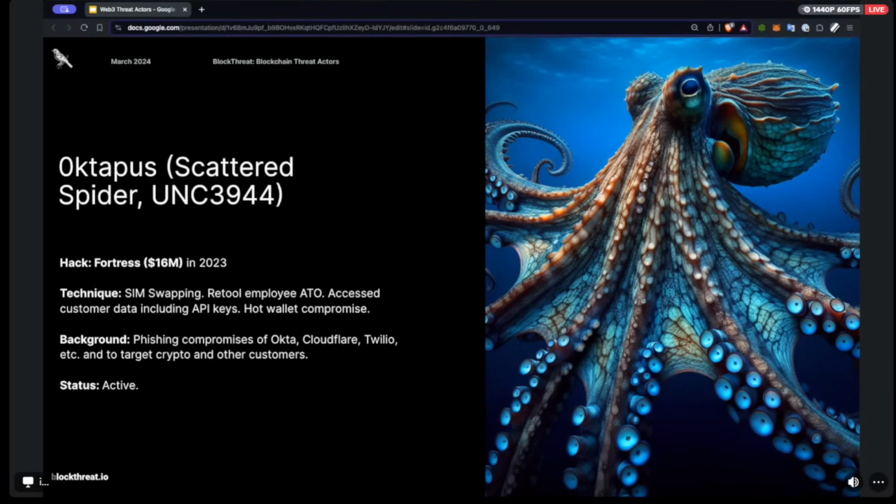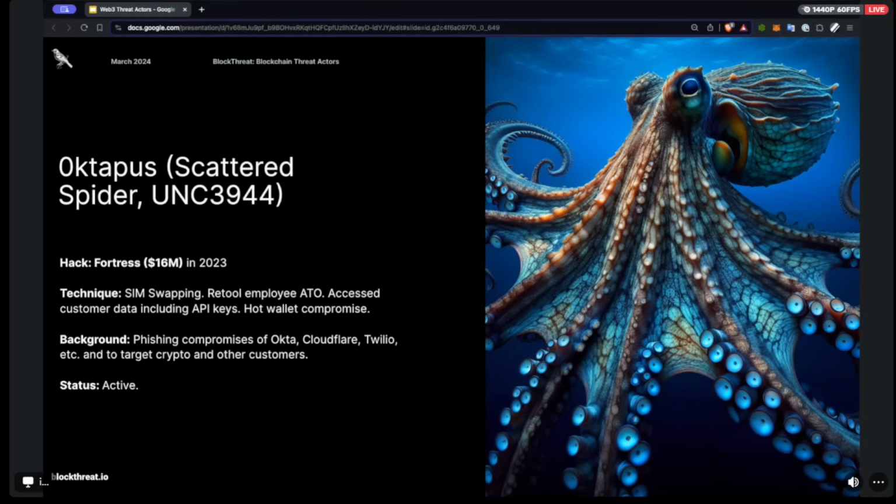This is what in the security community would classify like threat actors that have been at it for a long time, but they're experienced. They will not back down. They'll keep coming after you. So Oktapus was responsible for the Fortress hack, $60 million. And that's part of the larger campaign where they targeted Retool. That's one of the third-party services that we all rely on.